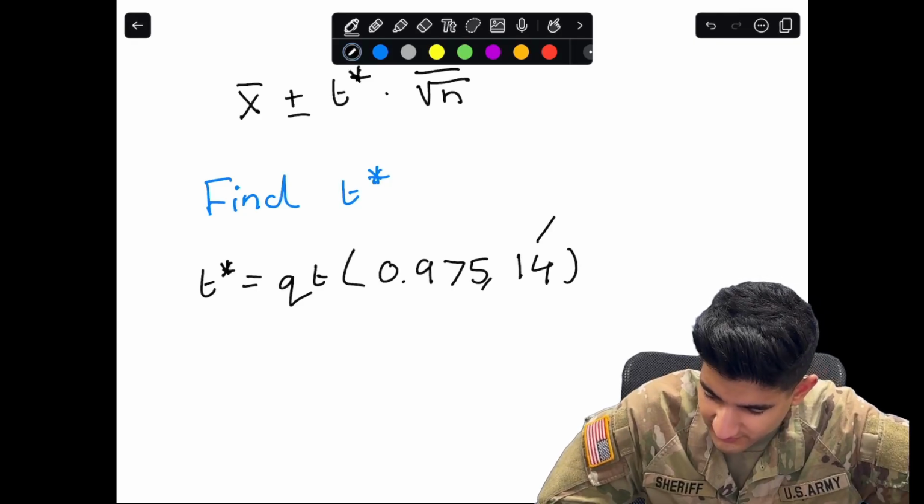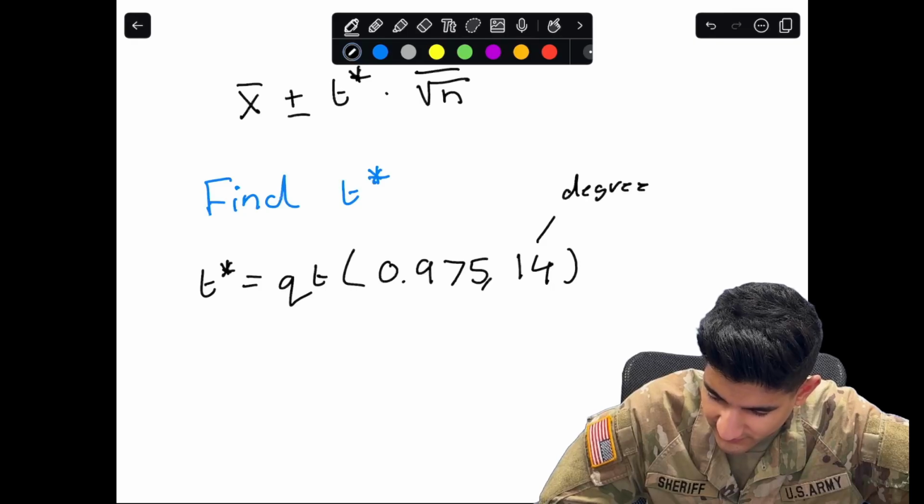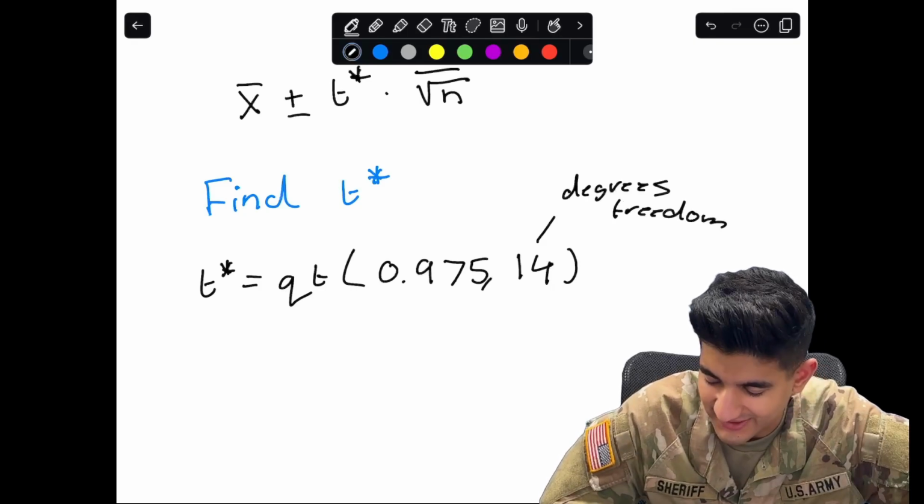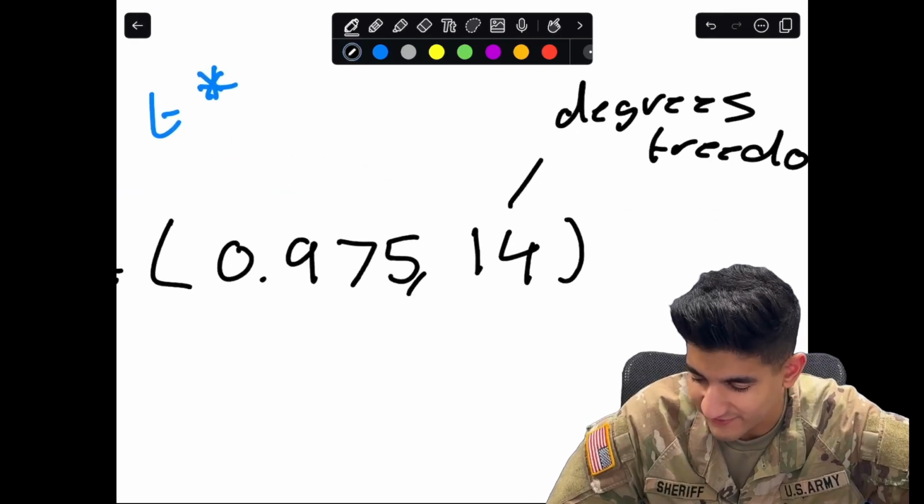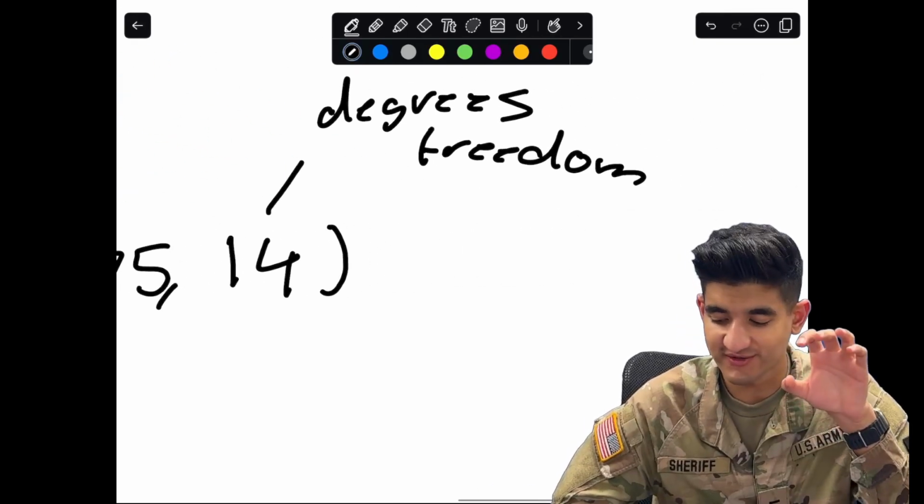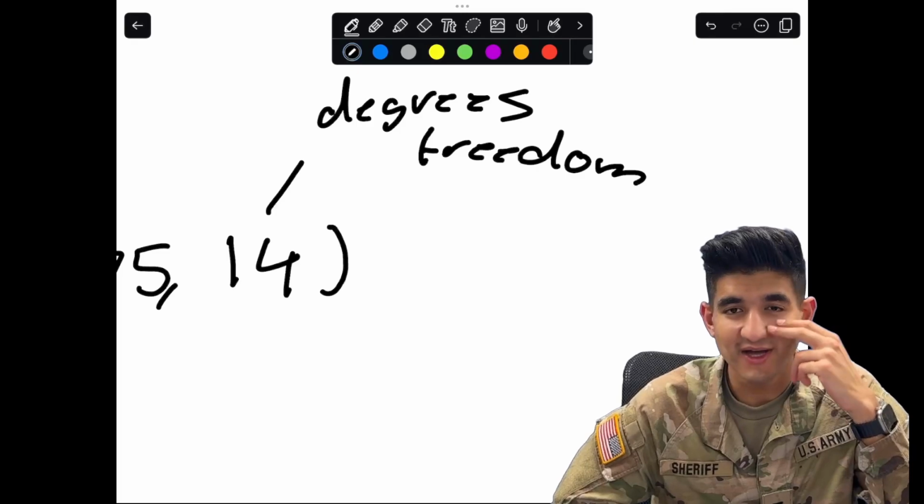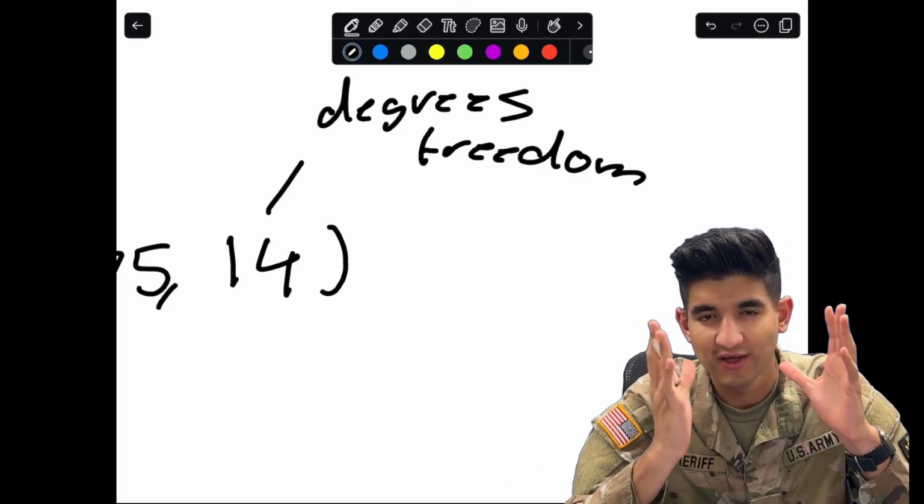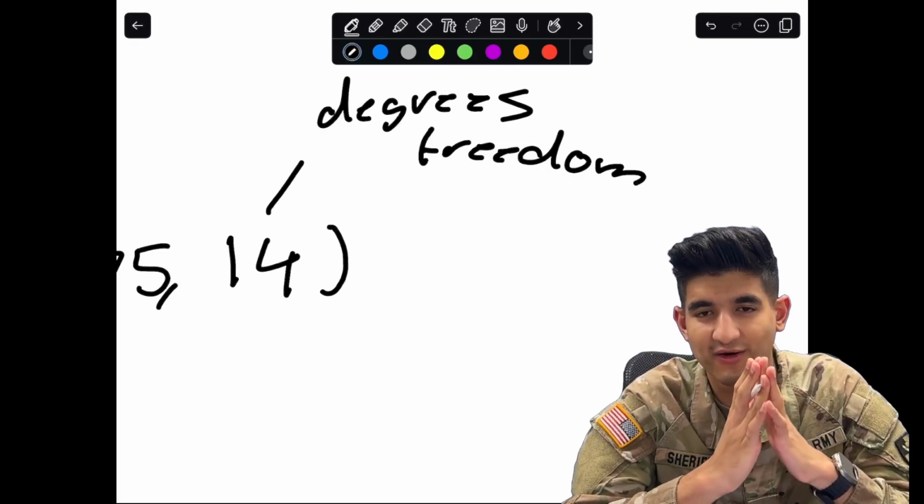Remember, I'm not going to bore you or confuse you with lingo, so let's explain this. The 14 we got from our sample size minus 1. So 15 minus 1, where 15 is our sample size.